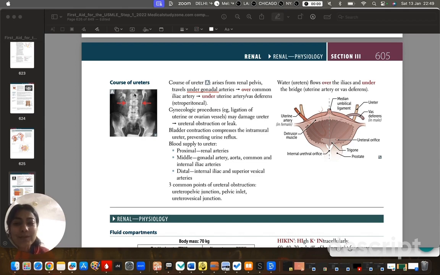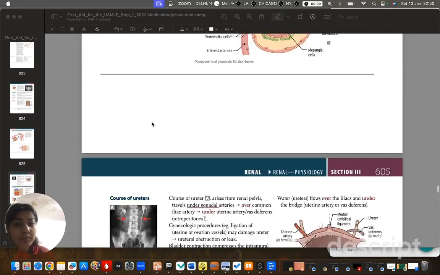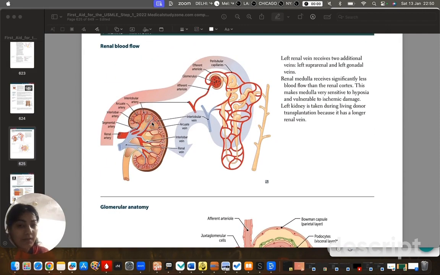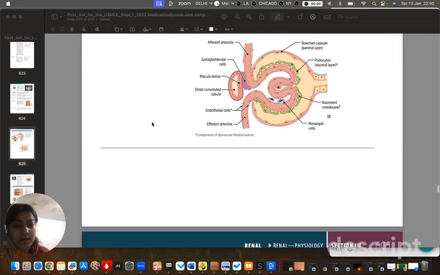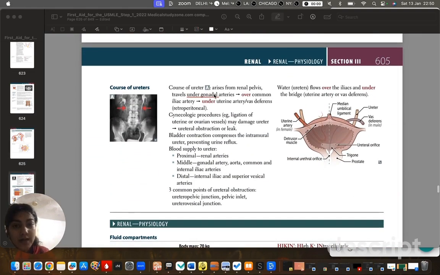Okay, so the first thing, the ureter comes out from the renal pelvis right here. And this is a special dye that they've injected that shows us the pathway into the bladder right here. So it rises from the renal pelvis under the gonadal arteries. We studied the gonadal vein, the left side. It was depositing directly into the renal vein. So the ureter goes under the gonadal artery, but then it goes over the common iliac artery.